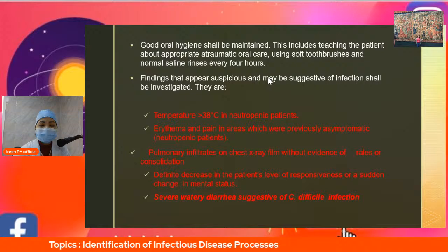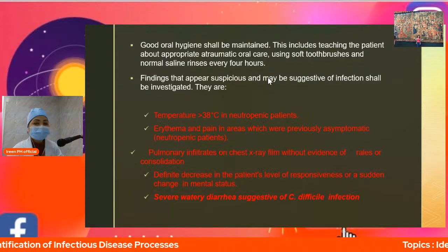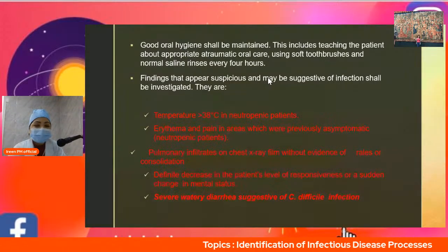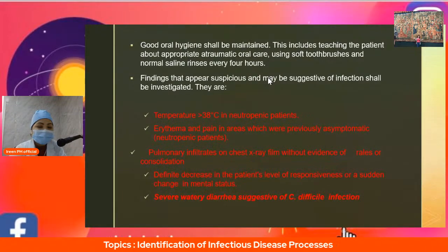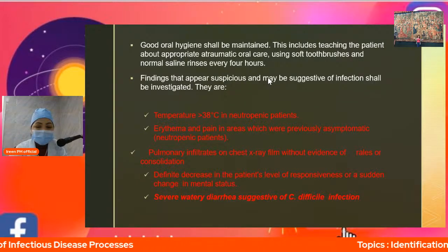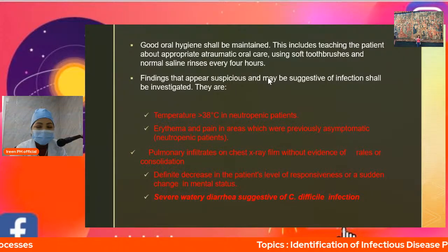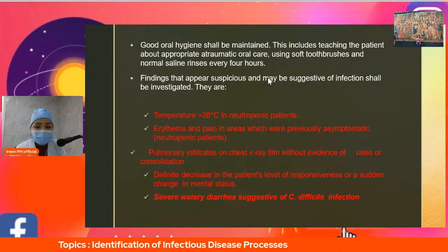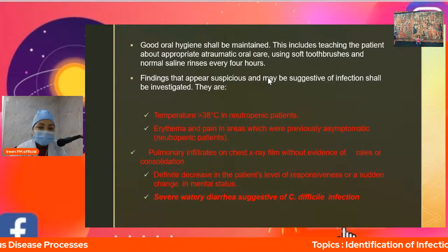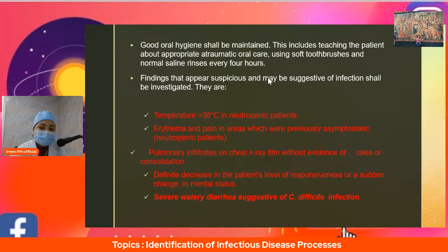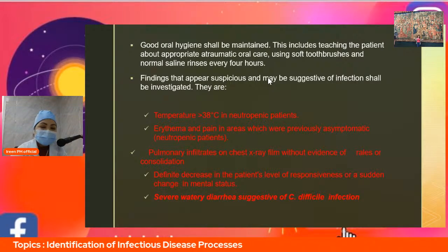Findings that appear suspicious and may be suggestive of infection should be investigated. They are: temperature of 38 centigrade in neutropenic patients; erythema and pain in areas previously symptomatic; pulmonary infiltrates on chest X-ray film without evidence of rales and consolidation; a definite decrease in the patient's level of responsiveness or sudden changes in mental status.